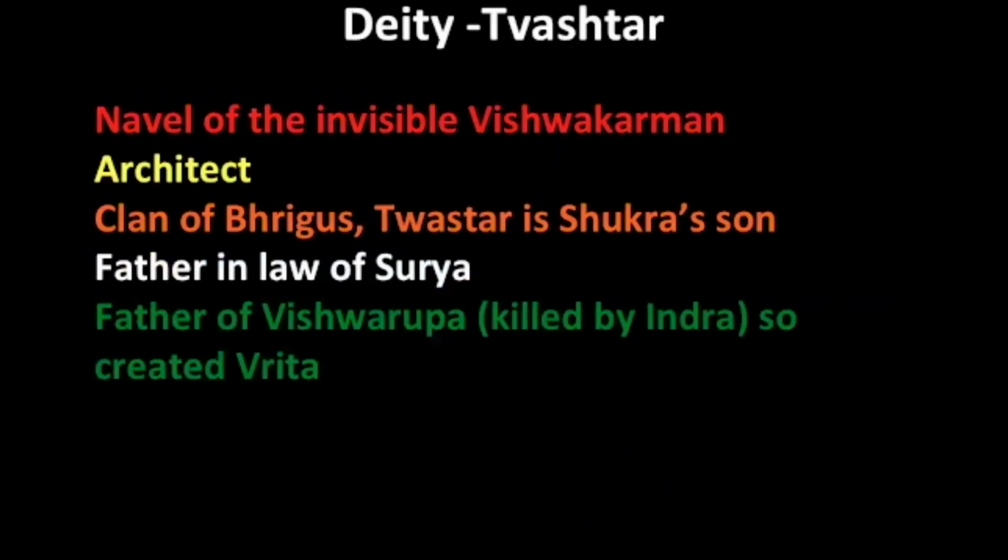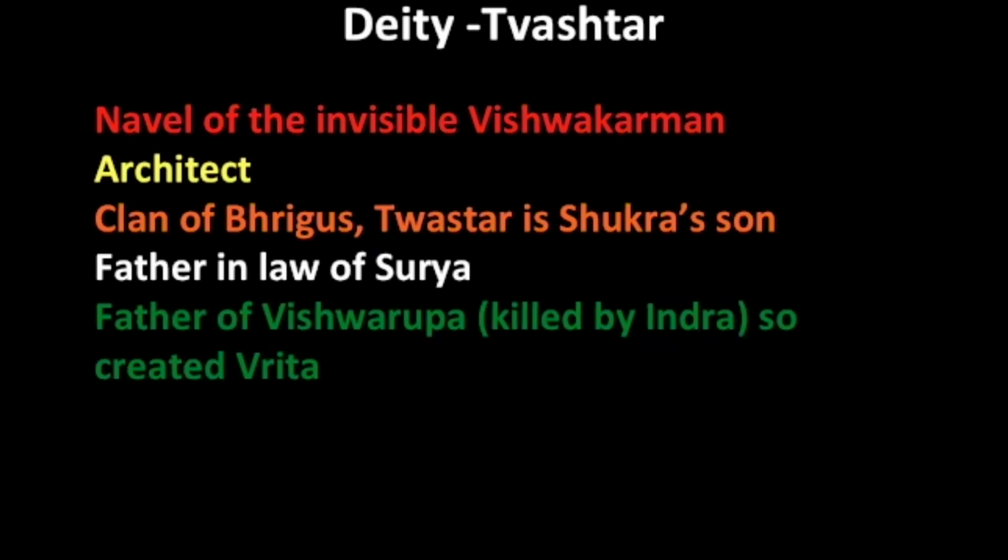Anyway, let's go on, Adityaji. Yes. Now I come to the deity of Chitra Nakshatra, which is Toshtar. Toshtar and Vishwakarman are both basically related, but it is said that Toshtar is the navel of the invisible Vishwakarman. Toshtar came from the navel of the invisible Vishwakarman. Navel also relates to the stomach region, which is also Virgo, the hip region. And Vishwakarman is, they say, invisible. So Toshtar is like a visible form of the invisible Vishwakarman. That's why both are related to each other.